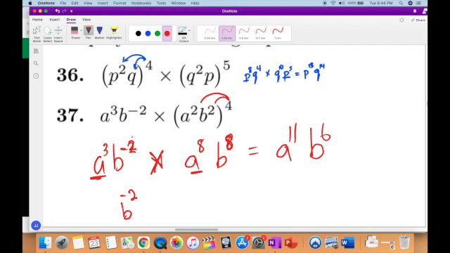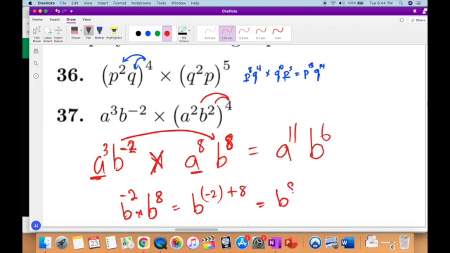Remember, multiplication is commutative. So I could just take this b and multiply it by this b over here. So it's b to the negative 2 times b to the 8. You add your indices. So that's b to the negative 2 plus 8. Negative 2 plus 8 is the same as 8 minus 2.